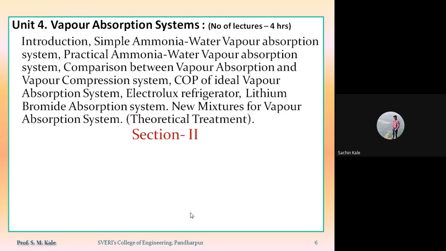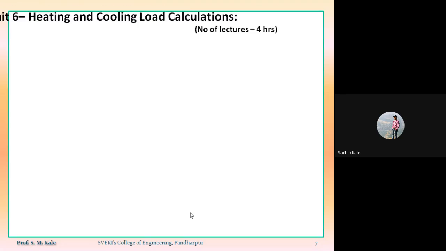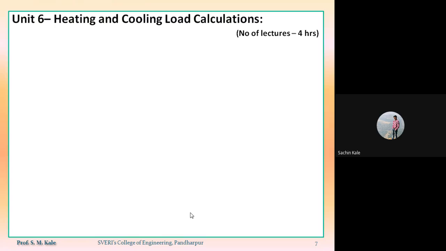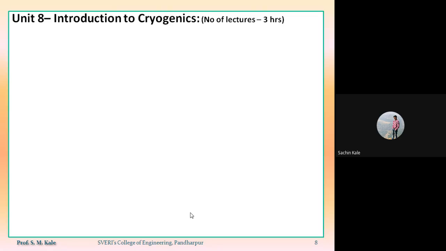Then in the second section, the first chapter will be psychrometry. Psychrometry means the study of moist air. As the second section deals with air conditioning, that is, conditioning of air, chapter number 5 will be psychrometry, with 7 hours allocated. Chapter number 6 is a very important part of the complete subject, that is heating and cooling load calculation. Chapter number 7 is comfort condition and air distribution system. The last chapter is the introduction to cryogenics, an advanced technology in refrigeration and air conditioning.